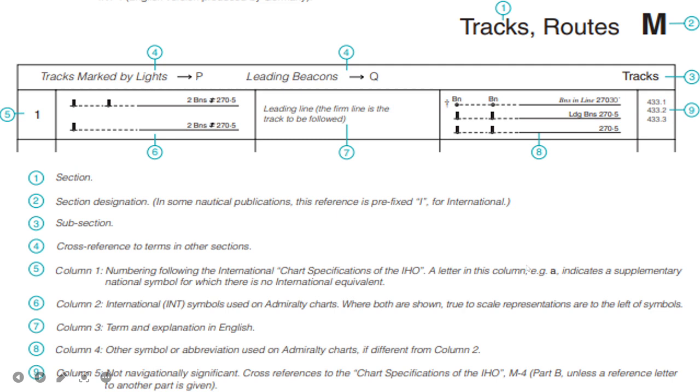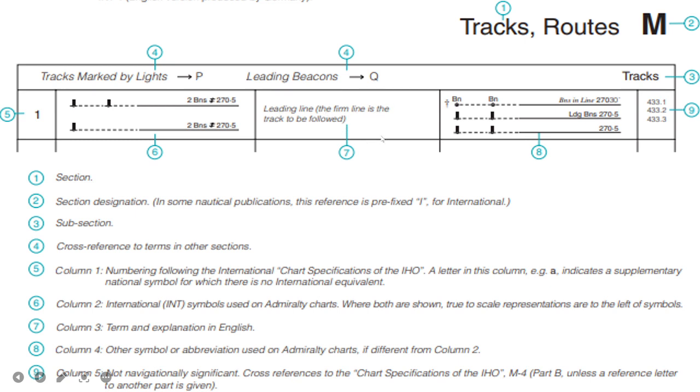A letter in this column indicates a supplementary navigational symbol for which there is no international equivalent. In number 6 and column 2, these are international symbols used on Admiralty charts, where both are shown, the true to scale representation is to the left of the symbols. Column 3, or number 7, is the term and explanation in English. This is the explanation: number 6 is a leading line. The firm line is a track to be followed.